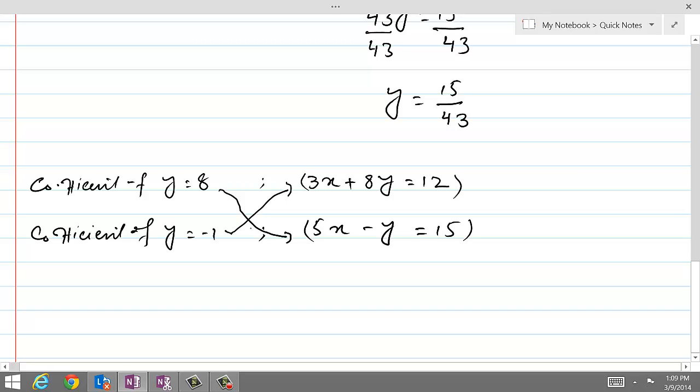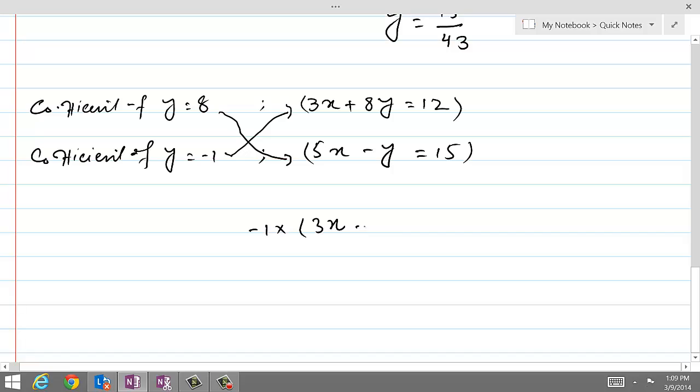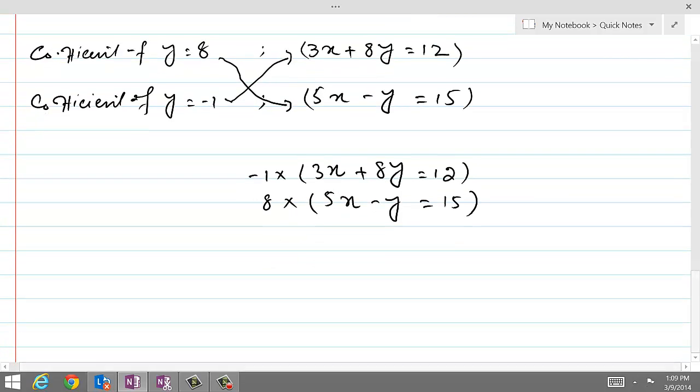So what gives us minus 1 times 3x plus 8y equal to 12, and here what we do is 8 times 5x minus y equal to 15. So when we perform these multiplications, this still is equation 1 and this still is equation 2, because we are only multiplying a constant number on both sides of the equation.